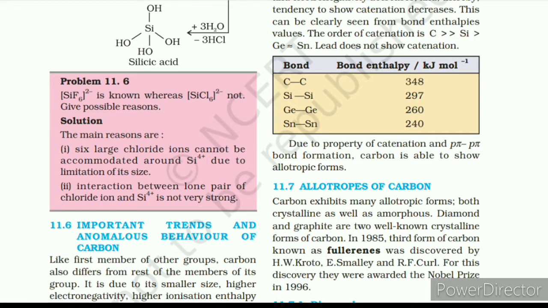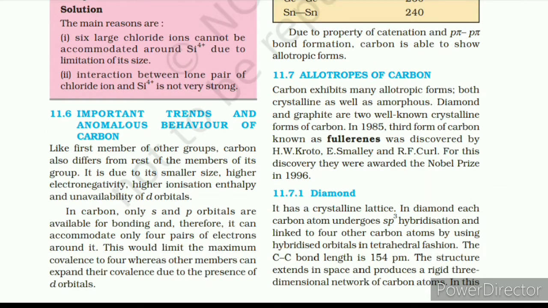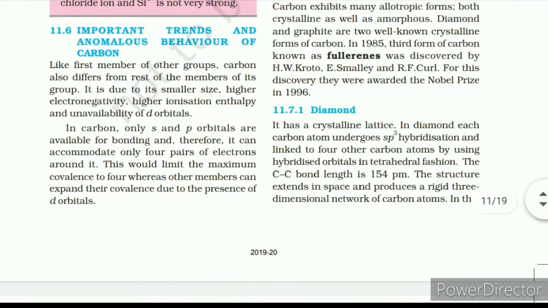11.7.1 Diamond. It has a crystalline lattice. In diamond, each carbon atom undergoes sp3 hybridization and is linked to 4 other carbon atoms by using hybridized orbitals in tetrahedral fashion. The C-C bond length is 154 picometer. The structure extends in space and produces a rigid 3-dimensional network of carbon atoms. In this structure, directional covalent bonds are present throughout the lattice. It is very difficult to break extended covalent bonding, and therefore diamond is the hardest substance on the earth.